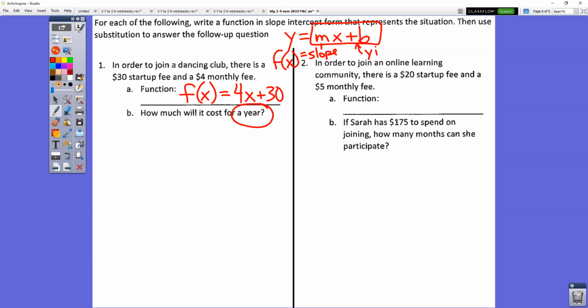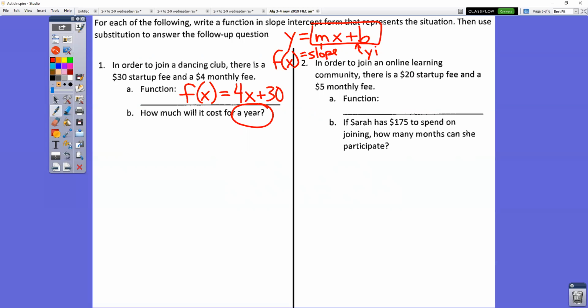plus the $30 startup fee. Now you might have thought, well, couldn't I put 30 plus 4x? You could, but it asks you to put it into slope-intercept form. So we really want that plus 30 at the end, not at the beginning. Yes, it is technically the same thing, but they want it in this specific form. So that would be our answer there.